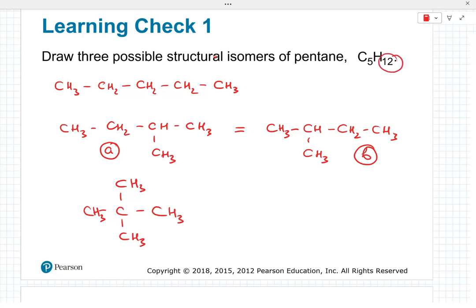12 hydrogens, 5 carbons. Okay? So an isomer is just a different way of rearranging atoms. There are some conditions. So A and B, they're not isomers. Why? Because they are mirror images of each other. Does that make sense? So we don't consider them. Those are the same molecules.